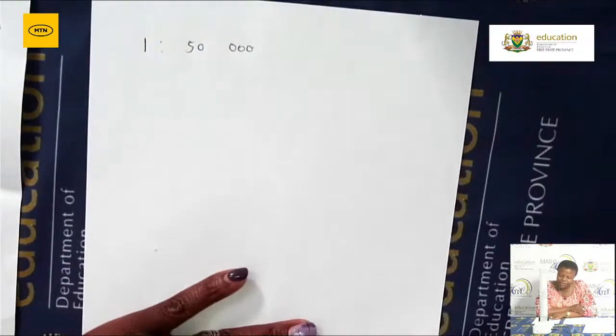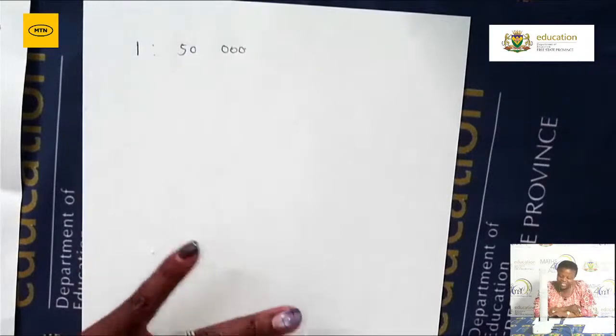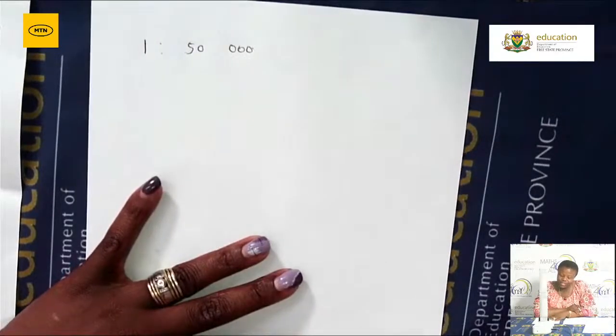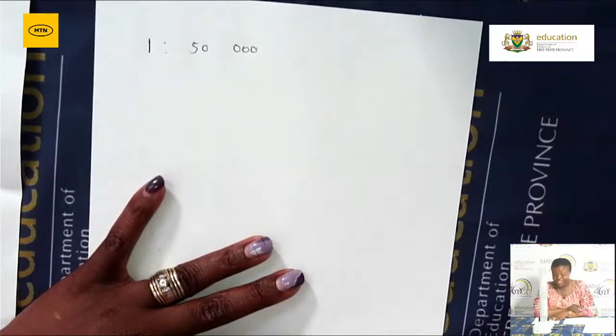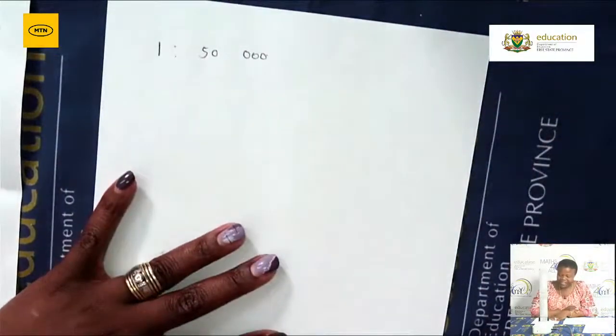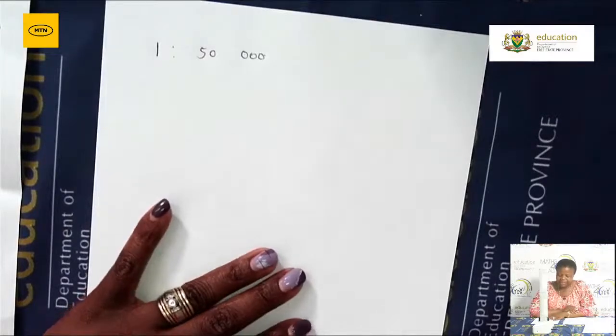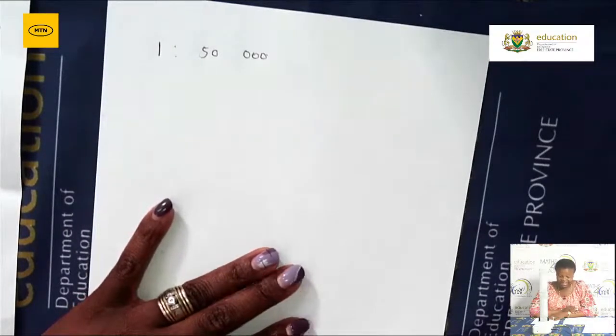To avoid confusion, don't use the symbols that we use for measurement, because sometimes you will be confused by writing 1 centimeter and then you say 50,000 kilometers because it is the map of South Africa where we are dealing with big numbers. So when you are expected to explain, just say 1 unit is represented by 50,000 units in reality.